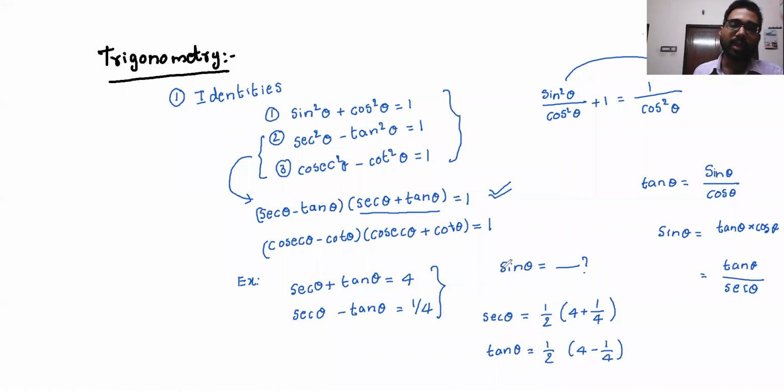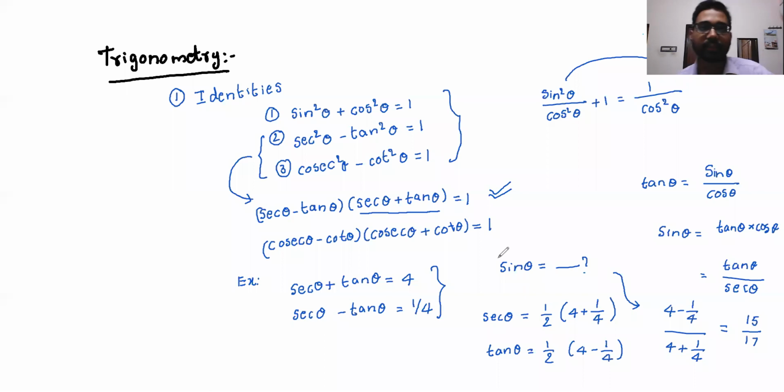So the answer is going to be 4 minus 1 by 4 divided by 4 plus 1 by 4. Half will get cancelled anyway. So the answer is going to be 15 upon 17. So this is how we can find the value of sine theta with the help of these identities. Clear? So this is how we do it.